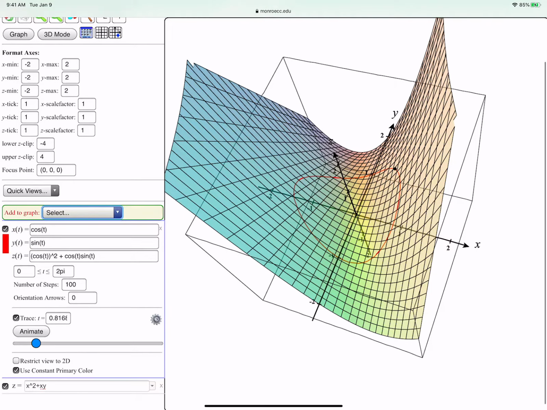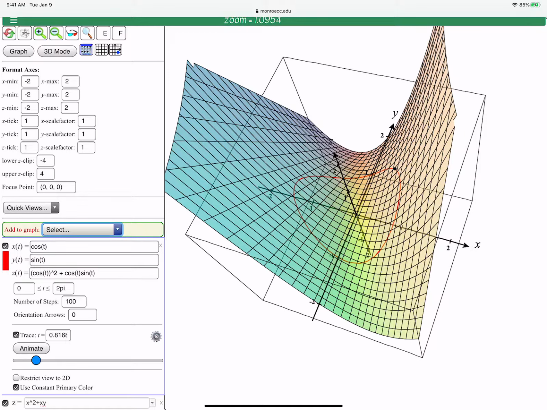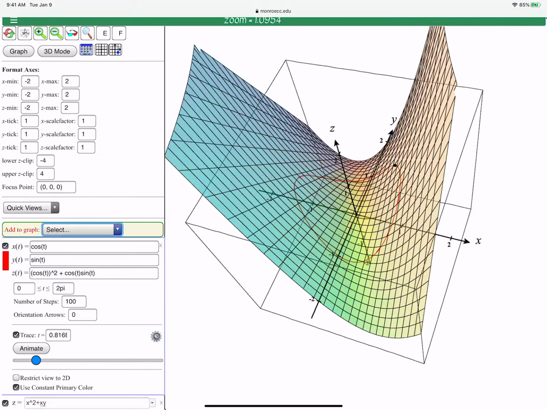So notice this is exactly our function x squared plus xy, but with cosine of t and sine of t in for x and y. So what that does is it takes that circle, takes the parameters that we have for x and y, and it projects it up onto our surface so we can see what that path is. So let me animate this.